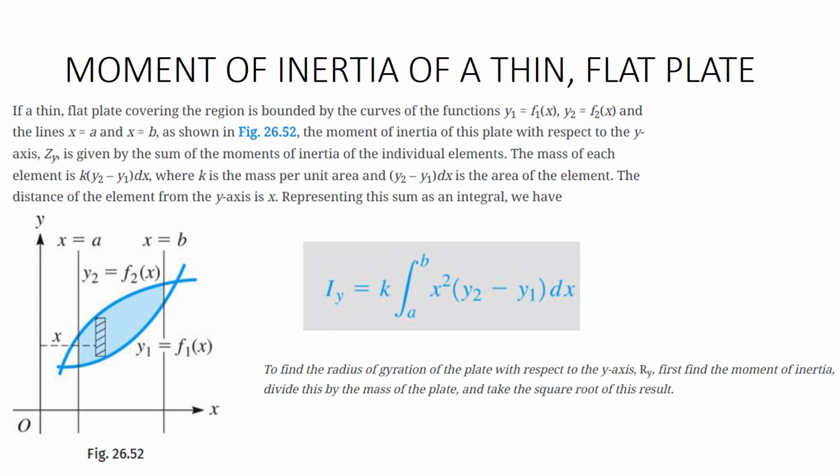If I wanted to find the radius of gyration with respect to the y-axis, I could first find that moment of inertia, the I sub y that I'm showing you above, and then divide that by the total mass of the plate and find the square root of that. That would give you the radius of gyration.